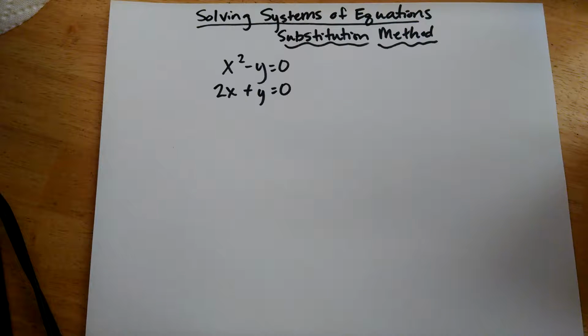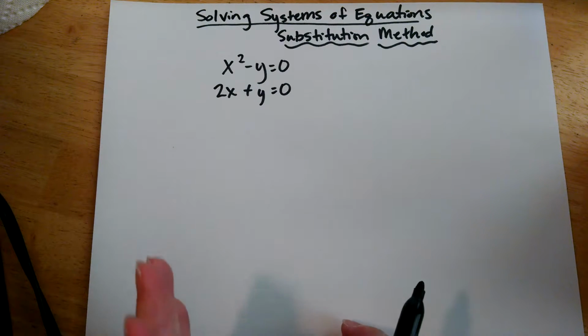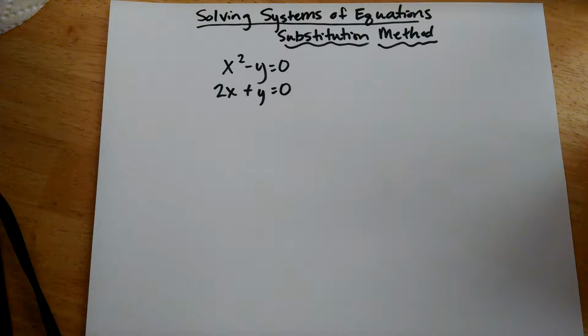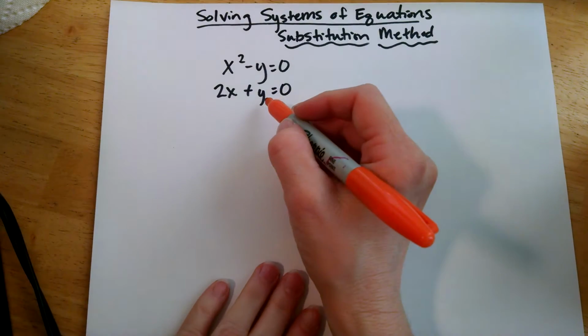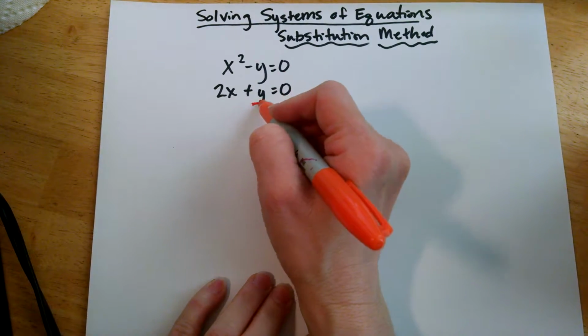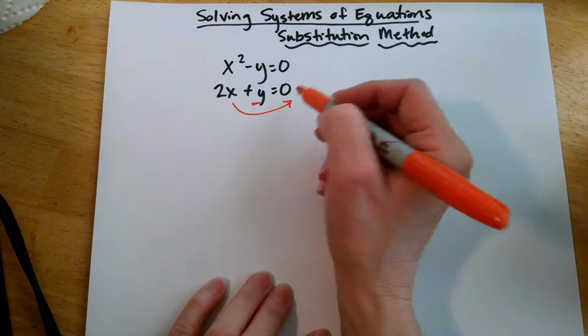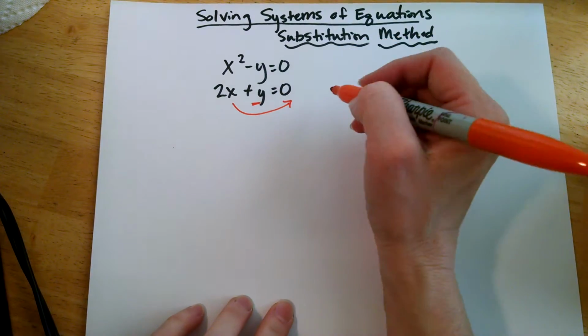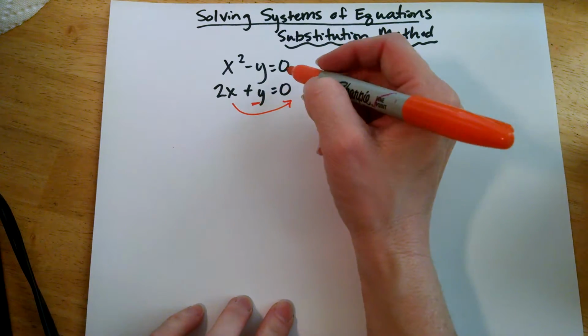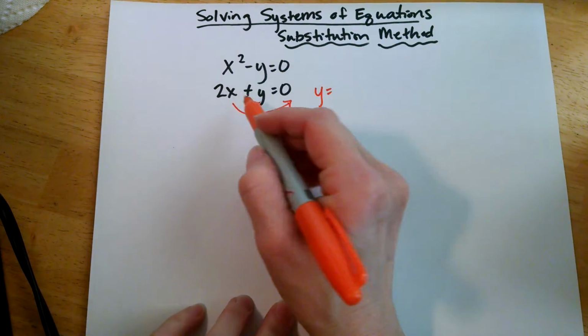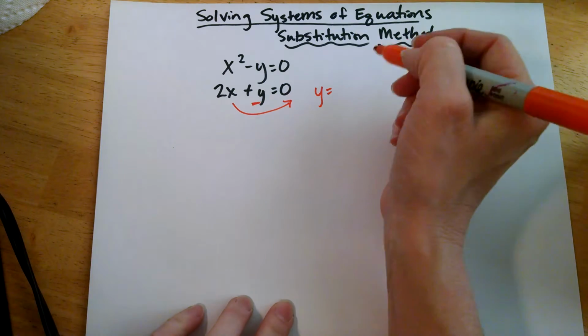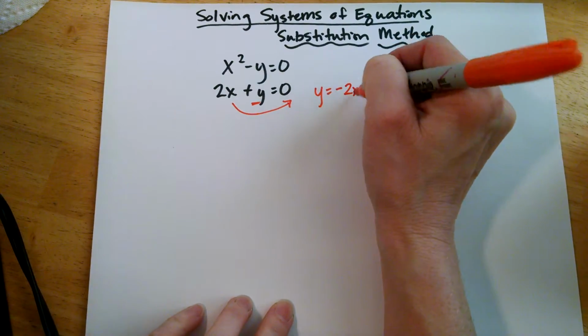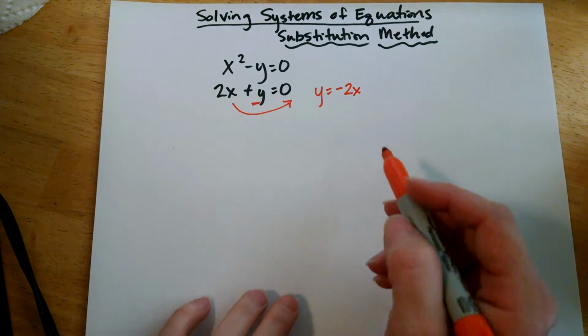What we want to do with the substitution method is to get a variable isolated. So one variable on one side and the rest of the stuff on the other side of the equal sign. So what I'm going to do is take this second equation here and get y by itself. So I'm going to move 2x over there. So my substitution equation will look like y equals negative 2x plus 0. You don't need to put it in there.